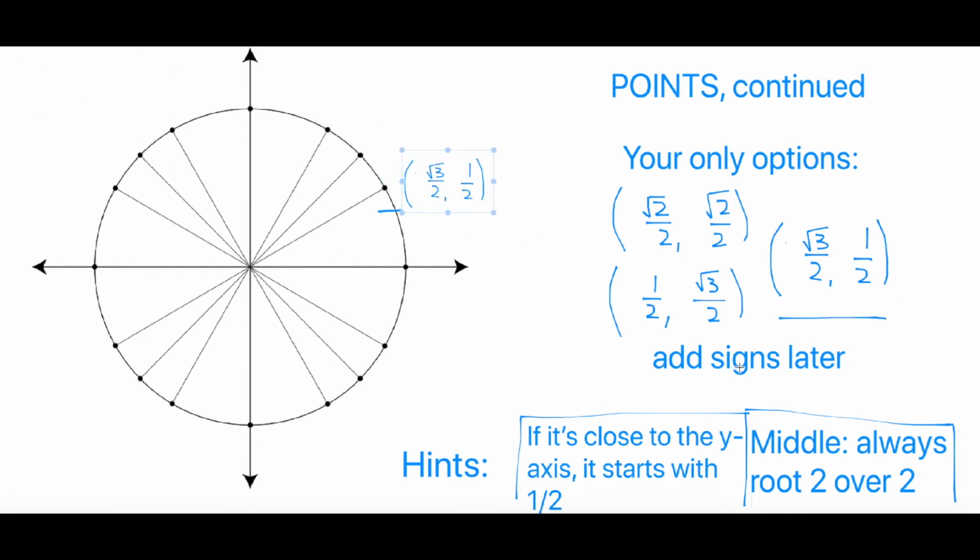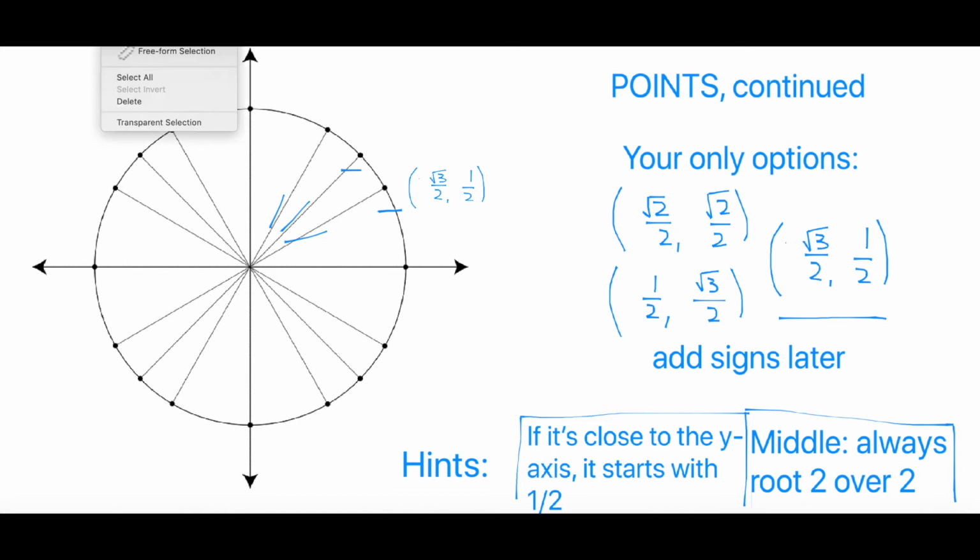So add the signs later. This is positive x, positive y, so it's going to be positive, no negative signs. All right, let's keep moving on. This point. So let's see, middle, always root 2 over 2. Since this is the middle point, notice how we have this point and this point, and this is like in the middle of these 2 points. This is what I call the middle point. Okay, so middle is always root 2 over 2.